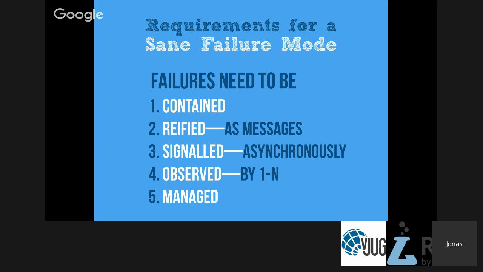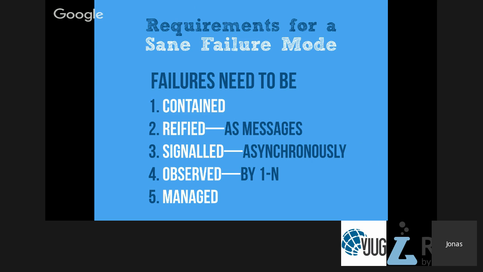I think the requirements for a sane failure model are that failures need to be, first, contained, so they do not spread, leading to cascading failures, like we see way too often, unfortunately. Then failures need to be reified. They need to be materialized into messages, and these failure messages need to be able to be sent somewhere, signaled. We need to be able to tell other parts of the application, other contexts, that something went wrong. And they also need to be observed. There needs to be a natural way to observe failures that are being signaled. And fifth, they need to be managed.